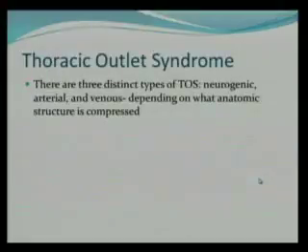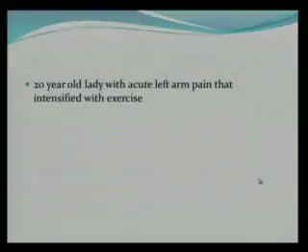First, let's talk about thoracic outlet syndrome. There are three distinct types of thoracic outlet syndrome. It could be neurogenic, arterial, and venous, depending upon which anatomic structure is compressed. So that's pretty easy to understand. So let's look at this case.